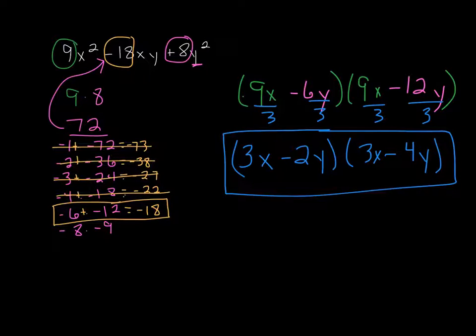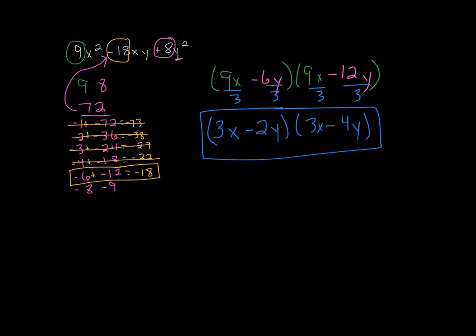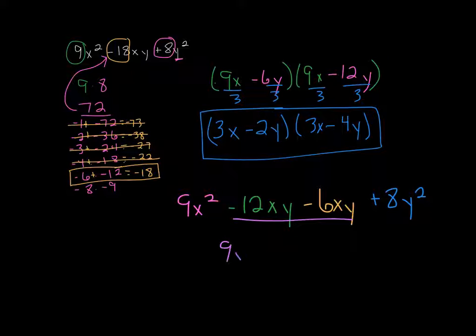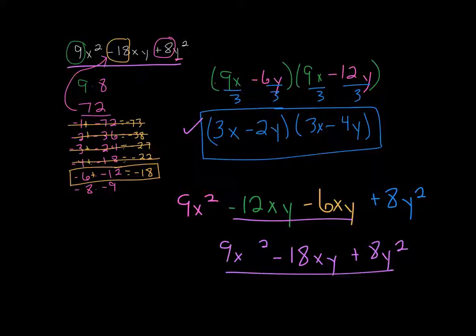And now, let's FOIL to check our answer. 3x times 3x is 9x squared, the first. The outer, 3x times minus 4y is minus 12xy. The inner is minus 6xy. And the last, plus 8y squared. So combine the two in the middle, 9x squared minus 18xy plus 8y squared, which is what we're looking for, so that was correct.